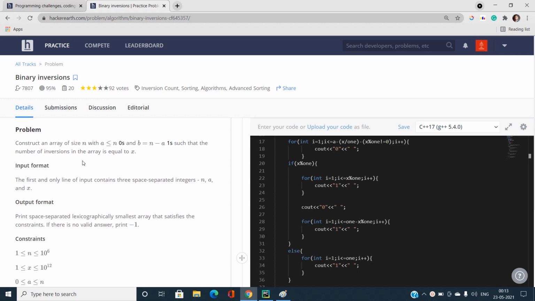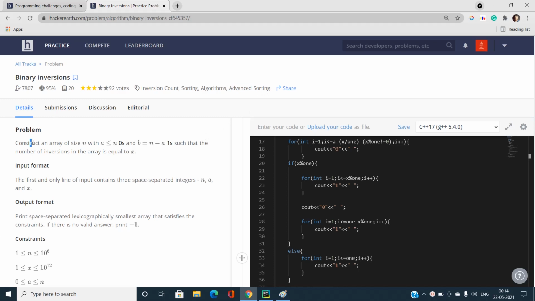This problem involves a brute force technique or simple basic maths, and you can see the associated tags are inversion count, sorting algorithms, advanced sorting. So without wasting our time, let's discuss this problem.